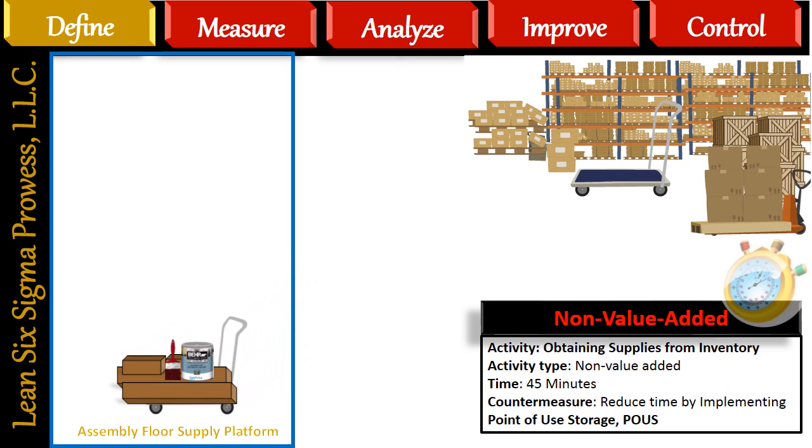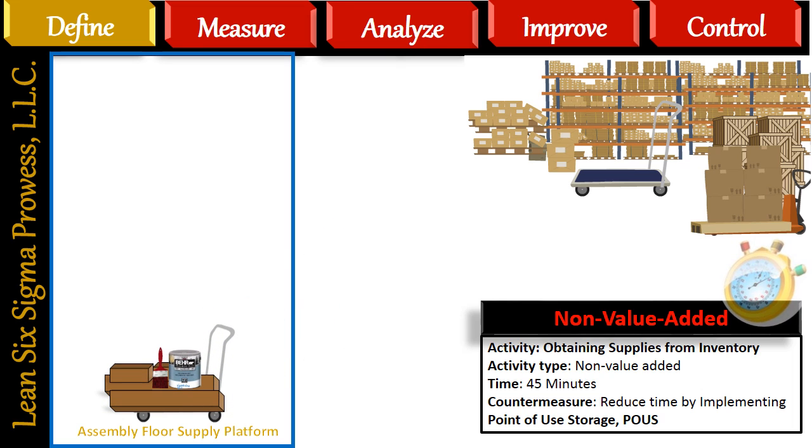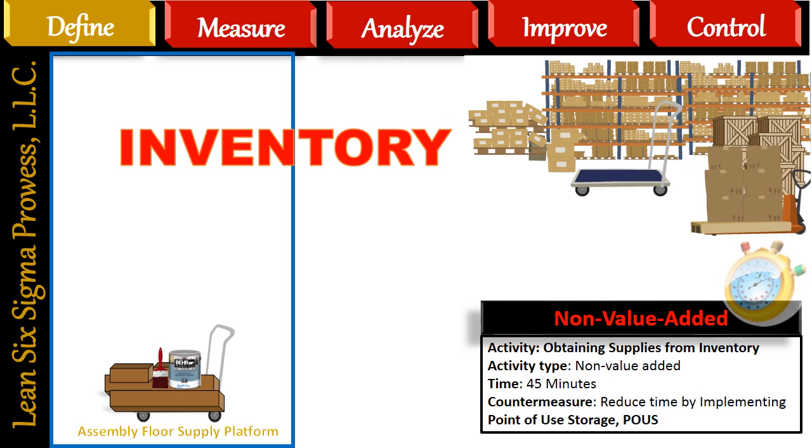Activity, obtaining supplies from inventory. Activity type, non-value added. Time, 45 minutes. Countermeasure, reduce time by implementing point-of-use storage, POUS. Obtaining supplies from inventory is a time-consuming non-value-added activity.